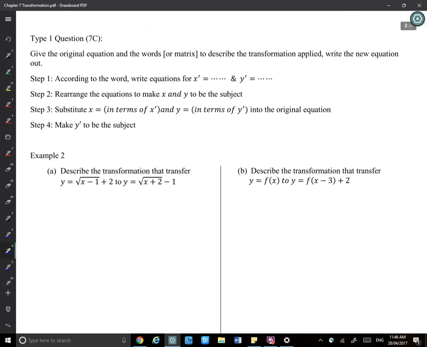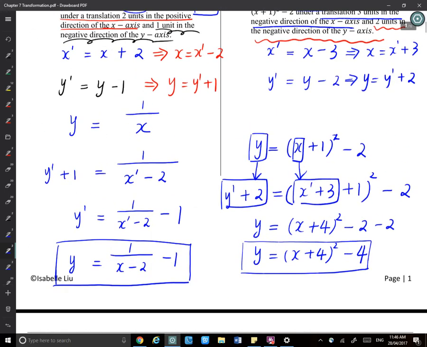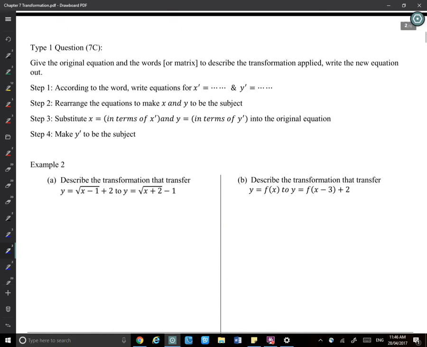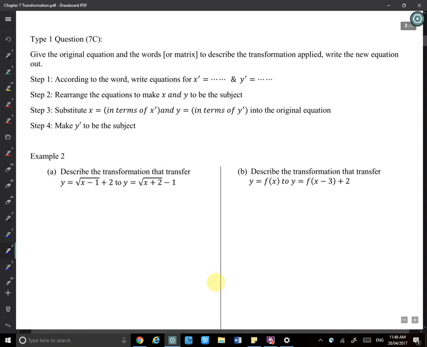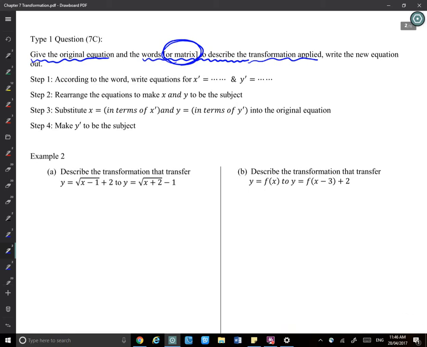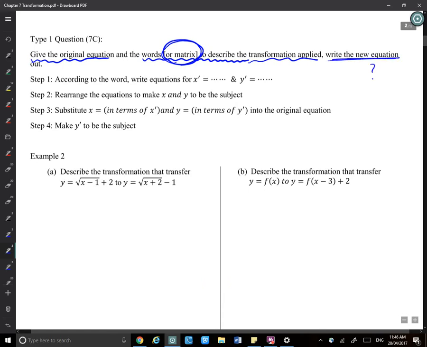Okay, that's type 1 question. What we have done here is a type 1 question. There are 2 main types of questions. What's a type 1 question? Type 1 question gives you the original equation and gives you the word description to describe the transformation applied, or in matrix form, which we'll learn after this. So it gives you an original equation and a word description, and asks you what the new equation is.